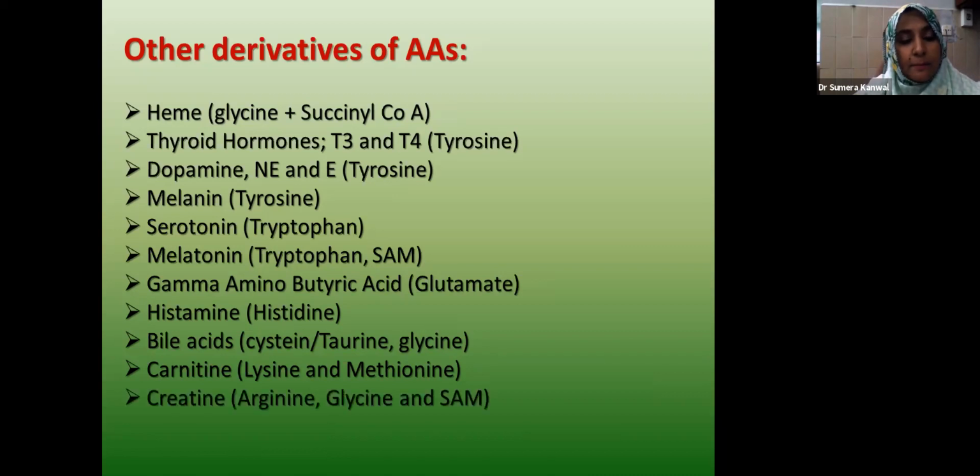Creatine is synthesized from the amino acids arginine and glycine, with S-adenosylmethionine as the donor of the methyl group. This creatine is synthesized in the liver. It is present in the form of creatine phosphate in muscles, and it is required for skeletal muscle activity. Creatine is the energy molecule, in the form of creatine phosphate, present in skeletal muscles.